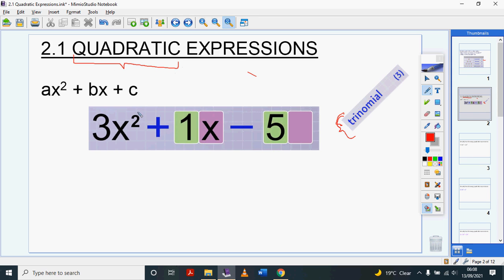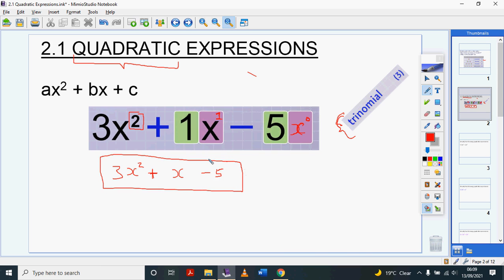So for example, the biggest term has a power of 2, the next biggest term has a power of 1, and the last term technically has a power of 0. But I hope you remember that anything to the power of 0 is 1. So this expression is just 3x squared plus x, because 1 times x is just x. If there's a 1 in front of anything, 1 multiplied by something is still itself, minus 5. So this is our focus for today, quadratic expressions.